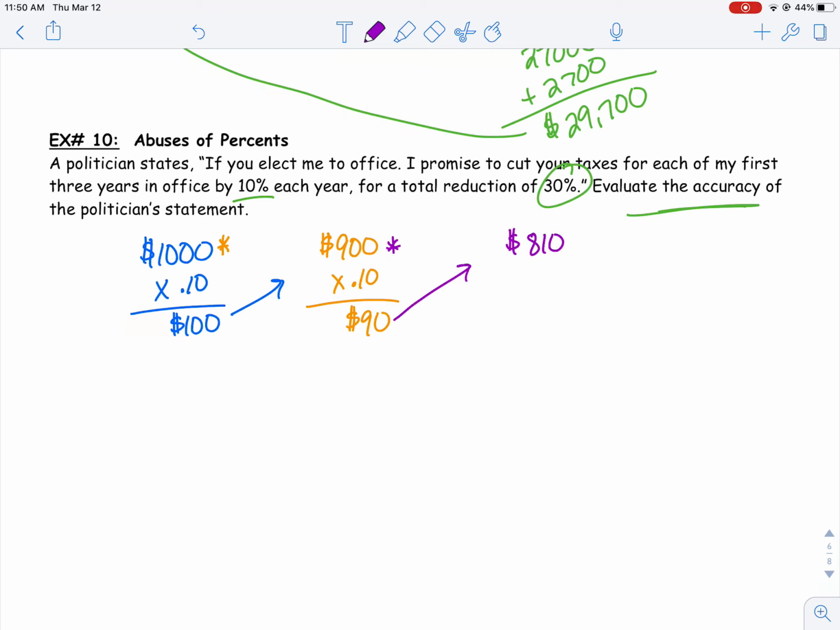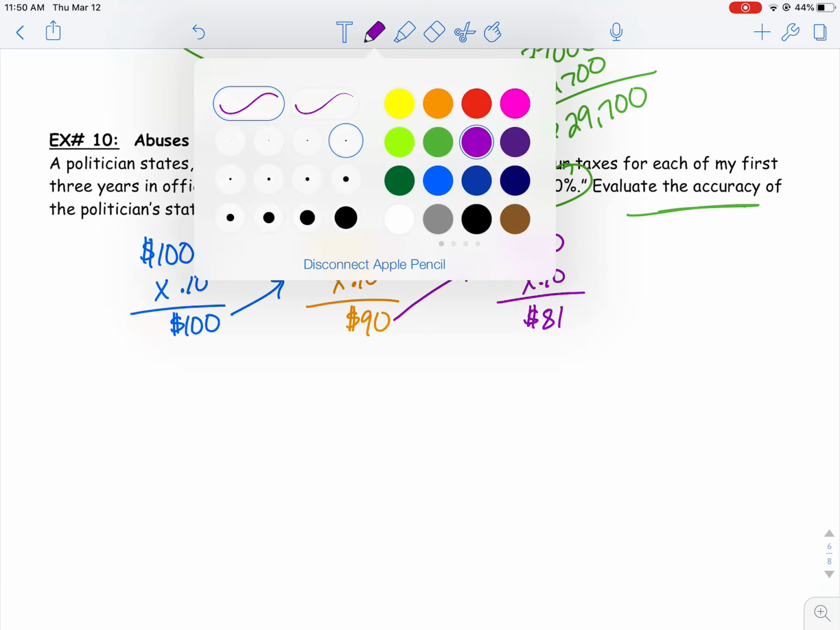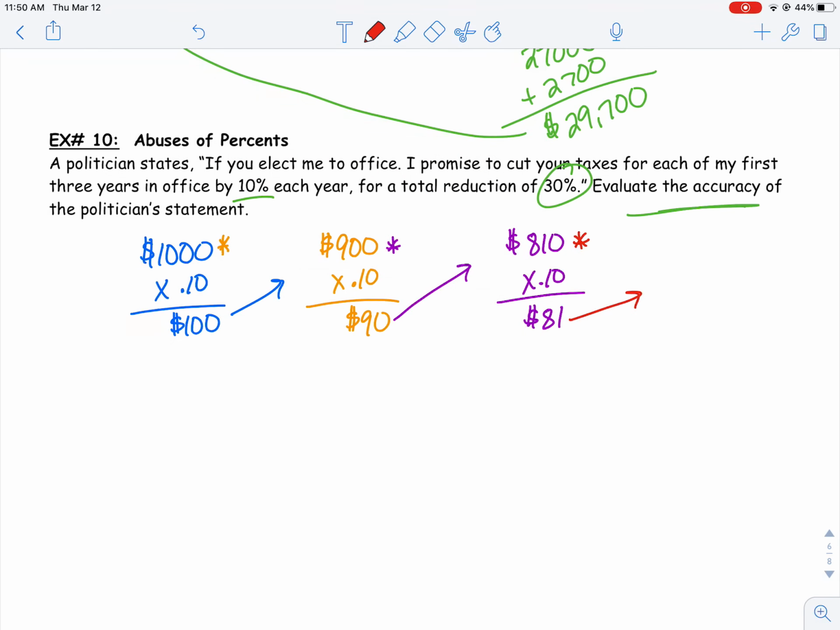So my third year, I'm only paying $810 in taxes, and they're going to cut it again by 10%. So let's figure out what 10% of 810 is. You should get $81. So at the end, if I was paying $810, but they reduced it by $81, how much am I now gonna owe in taxes? So what's 810 minus 81? It looks like my taxes now are only $729. Again, I started with 1,000, they dropped it 10%. I started then with 900, they dropped it 10%. And then I started at 810 and they dropped it 10%. I now have a tax amount of $729.